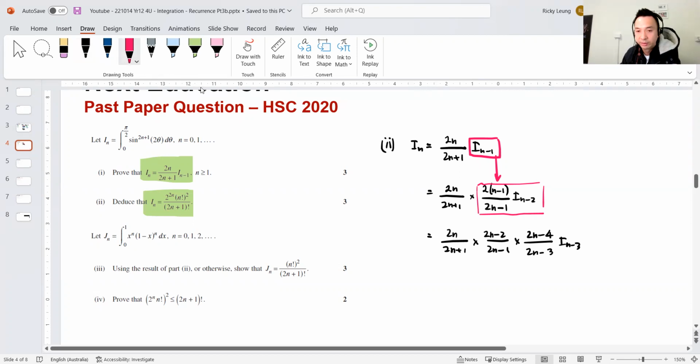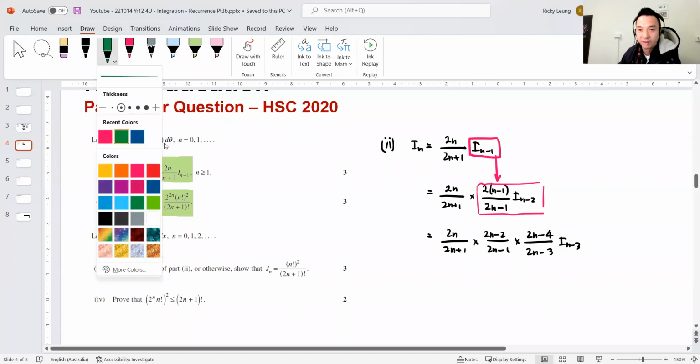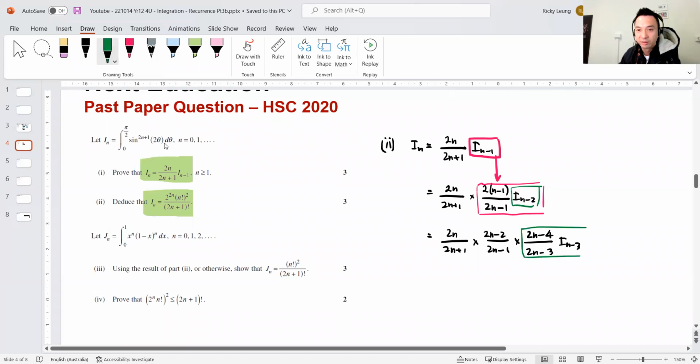If I was to color code it, that there is that guy, and so on and so forth. So sooner or later, you're going to hit a pattern where it's like 2n. So maybe I'll put all these into one fraction, 2n minus 2, 2n minus 4, dot, dot, dot. Now, where does that go to? What's the lowest number it can go to? Probably I0, where n equals 0. So n can go down to 0, but what's my second last number?